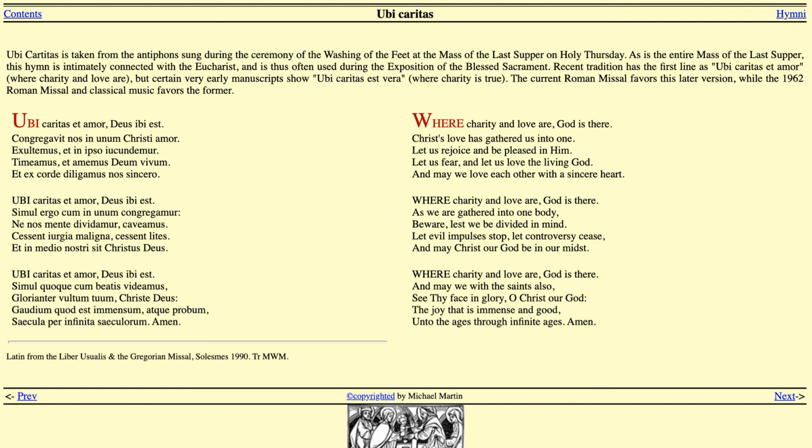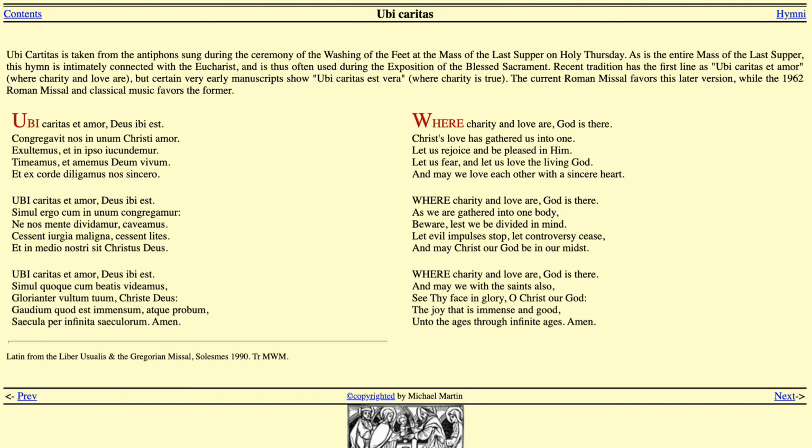Ubi Caritas is taken from the antiphons sung during the ceremony of the washing of the feet at the Mass of the Last Supper on Holy Thursday or Maundy Thursday. As is the entire Mass of the Last Supper, this hymn is intimately connected with the Eucharist and is thus often used during the exposition of the Blessed Sacrament.